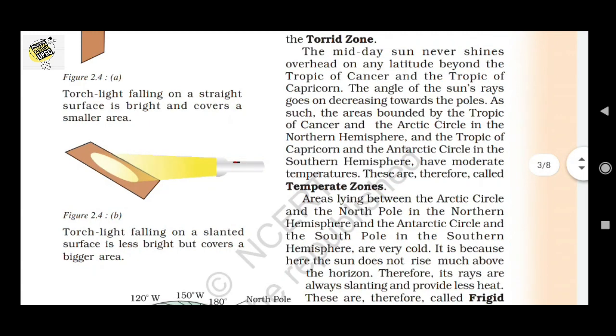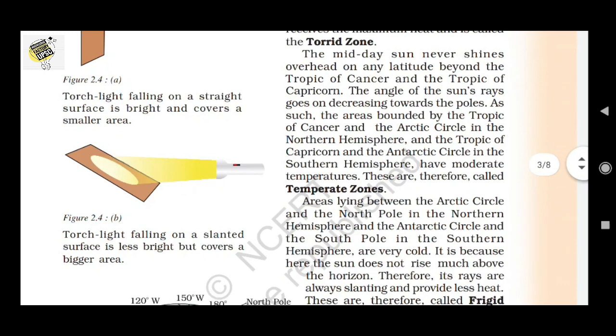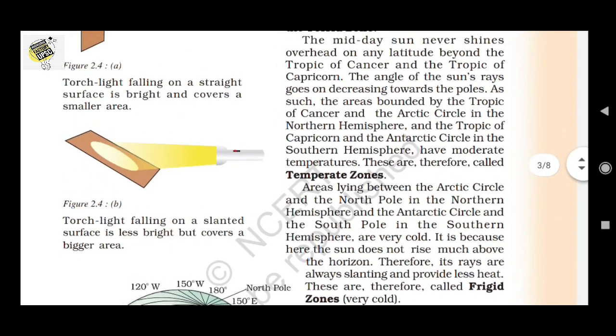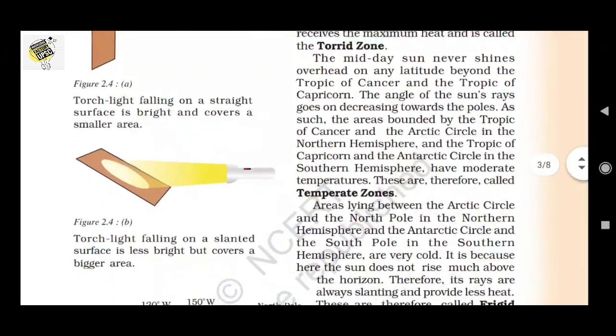The midday sun never shines overhead on any latitudes beyond the Tropic of Cancer and the Tropic of Capricorn. The angle of the sun's rays goes on decreasing towards the poles. The areas bounded by the Tropic of Cancer and the Arctic Circle in the northern hemisphere, and the Tropic of Capricorn and the Antarctic Circle in the southern hemisphere, have moderate temperature, and therefore this is known as the temperate zone. Okay, do you understand that?